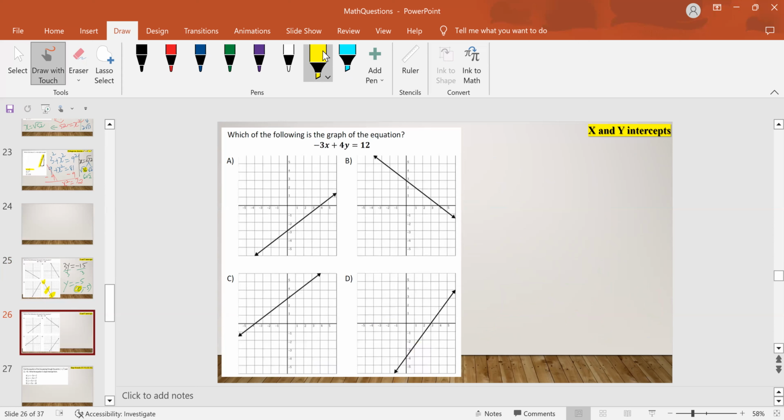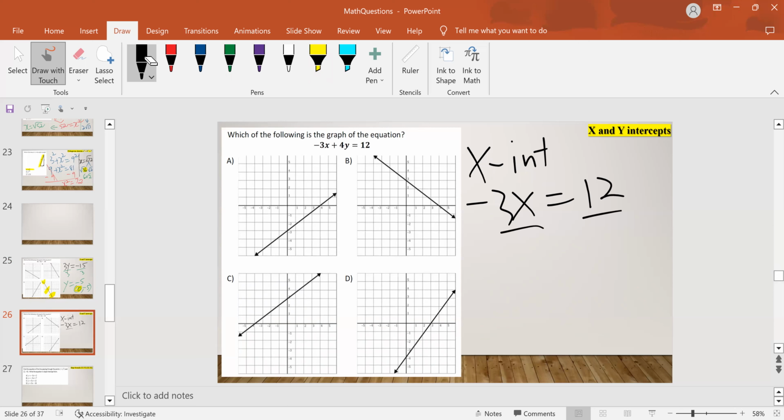Similar question. So again, here I need the x-intercept. So the y will be 0. So I have negative 3x is equal to 12, divided by negative 3 on both sides. I have x is equal to negative 4, which is the same as (-4, 0). Which graph has here (-4, 0)?